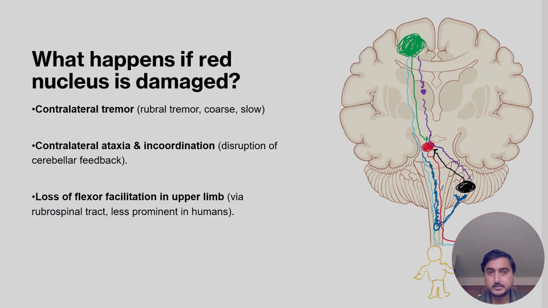Now, what happens when the red nucleus is damaged? Since the red nucleus is receiving the input from the cerebellum to fine-tune the movement, this fine-tuning will be lost. So that will lead to contralateral tremor. And then it also is receiving input from the cerebellum regarding the proprioceptive impulses. So there will be contralateral ataxia and incoordination. And then the main function that the rubrospinal tract carries is the fine tuning of the movement and facilitating the flexion of the upper extremities. So there will be a loss of flexor facilitation in the upper limb.